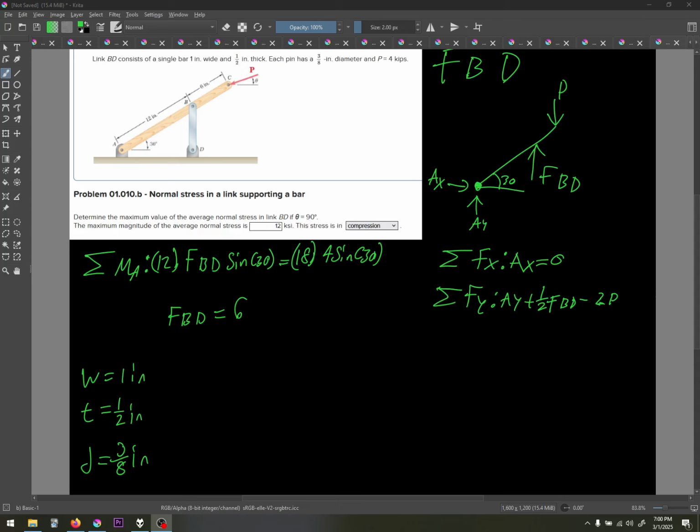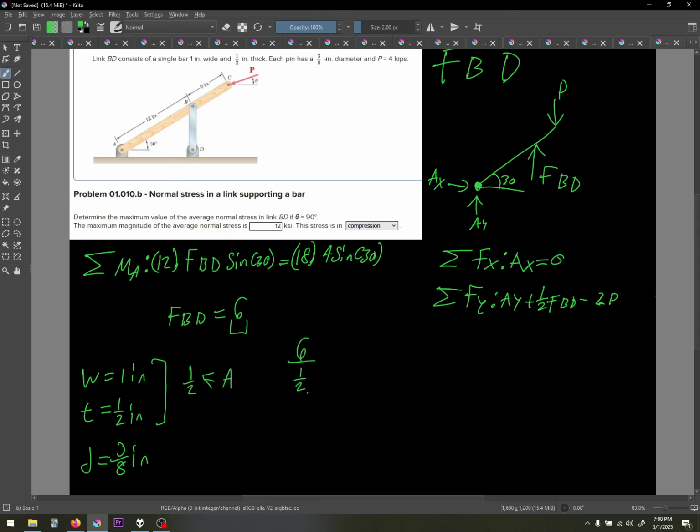Okay, so let's try this. We know its width and its thickness, right? So the area is going to be these multiplied. So 1 times 1/2 is 1/2. So the force of F_BD here over the area is going to be 6 over 1/2. So keep it, change it, flip it. 2 over 1. 6 times 2 equals 12 KSI. There you are.